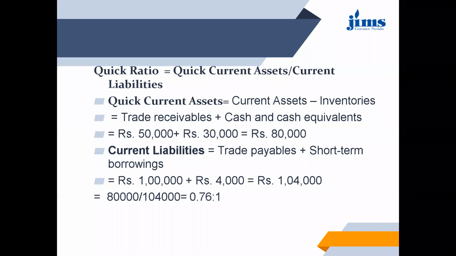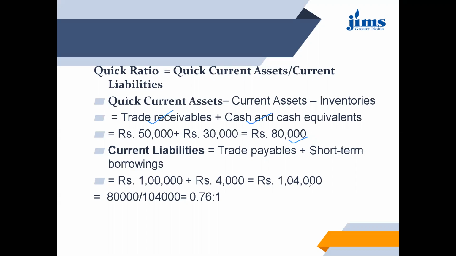Now next we have to calculate quick ratio. Quick ratio formula is quick current assets upon current liabilities. So if we deduct the stock and prepaid expenses from the current assets, we are left with quick current assets. So either you can deduct the inventories and the advance tax, which is the prepaid expense, or you can just add the quick current assets items like trade receivables and cash equivalents. So 50 plus 30 would be 80,000 are the quick current assets.